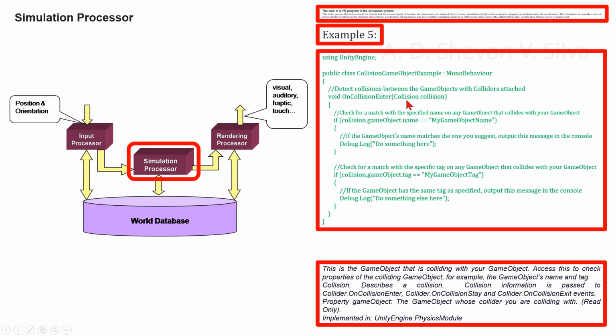The Collision class describes a collision. Collision information is passed to Collider.OnCollisionEnter, Collider.OnCollisionStay and Collider.OnCollisionExit events. Property gameObject: the game object whose collider you are colliding with. Note this is read only. This Collision class is implemented in the UnityEngine.PhysicsModule.